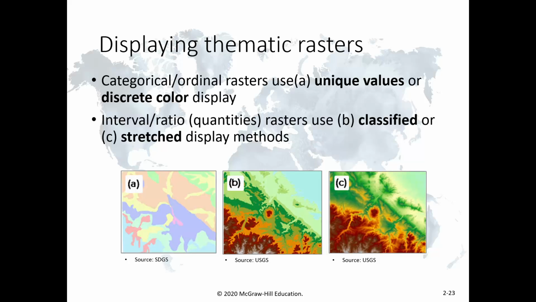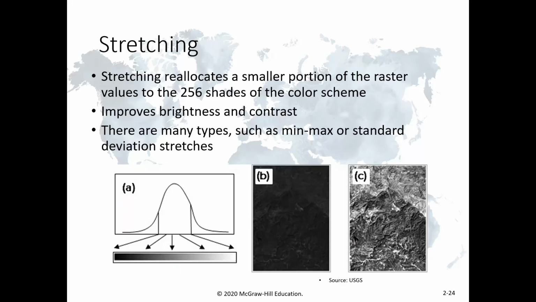But let's take a closer look at the stretched image. As you can tell, there is even more detail represented on this map when looking at B, which represents the classified raster image. Ultimately, a stretched image can improve the display of the normally distributed values by ignoring the quote-unquote tails of the distribution. Essentially, it relocates a smaller portion of the raster values to the 256 shades of the color scheme.